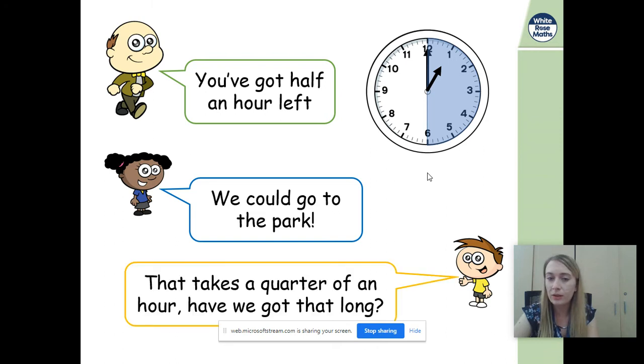We could go to the park. That takes a quarter of an hour. Have we got that long? So how many minutes are in a quarter of an hour? Can you remember? There are 15 minutes in a quarter of an hour. So let's count 15, see if we have enough time. If we're around a quarter, 5, 10, 15. Brilliant. We have enough time. The minute hand will only get to the 3. We have until the 6.